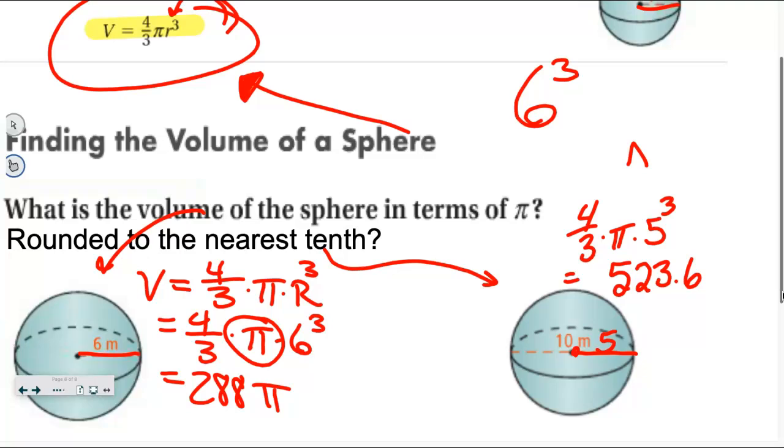423.6. Did they have it right? Just to make sure that, yes, thank you. And then this would obviously be labeled as meters cubed. I guess I forgot to label this one over here.